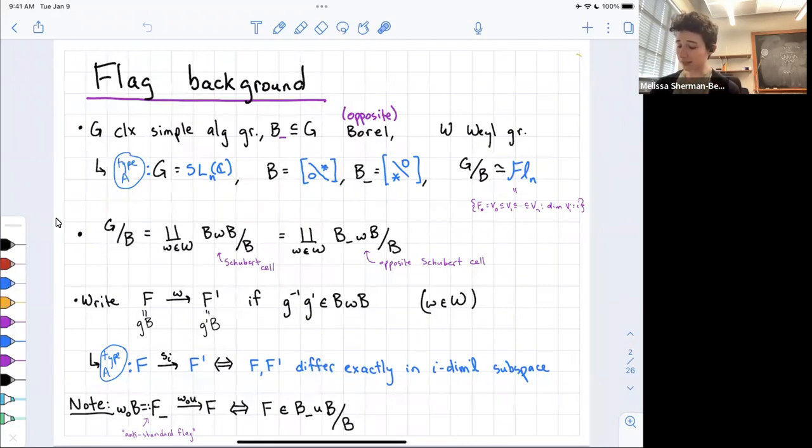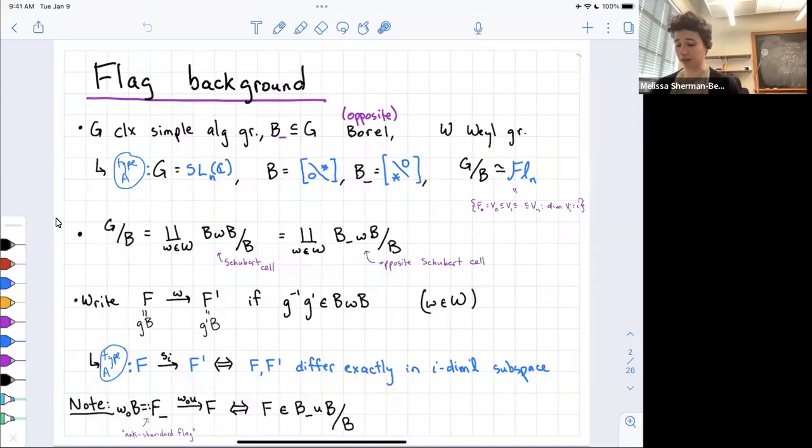If you haven't seen this before, you actually only need to think about two kinds of relative position. The first is when two flags are in s_i position, where s_i is one of the generators of W. This one is actually easiest to think about in type A. In type A, two flags are in relative position s_i if they differ exactly in the i-dimensional subspace. So these two lists of subspaces are almost the same, they only differ in the ith spot. And you can imagine what this notion should be in other types.